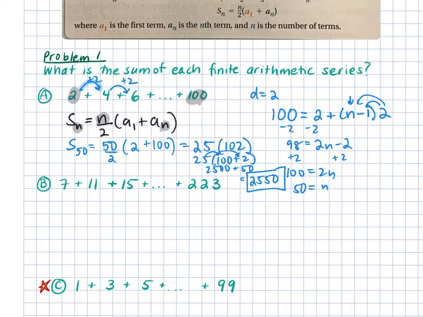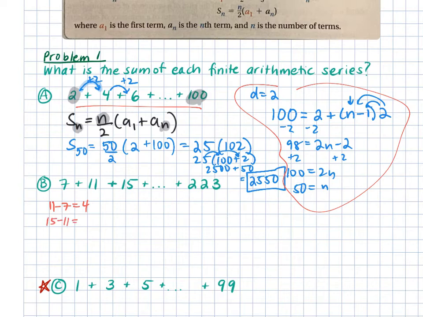So let's do the second one similarly. It's not as easy to figure out n here. Some of you could have just figured out that n was 50 in the first one without doing all this, but we're going to have to do all of it for this one. So let's find our d. 11 minus 7 is 4. And let's just double check that. 15 minus 11, also 4. So d is 4. Our last term is 223. That's going to be 7 plus whatever n is, which we need to find, minus 1 times 4.